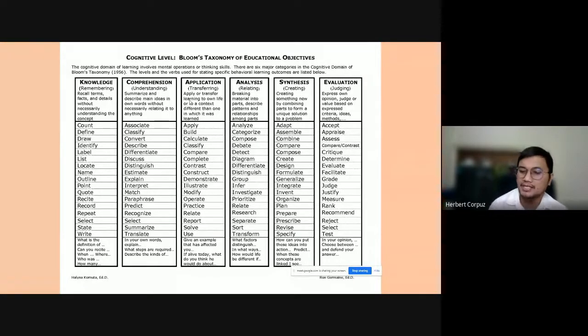Choose between and defend your answer. For example, there's a premise, and you have to choose whether you agree to that premise or not. A proposition, for example, you choose whether you agree to that proposition or not. Then you explain. You explain your disagreement, and you also explain your agreement to the proposition or to the premise. That is an example of evaluation. So these are the different levels under Bloom's taxonomy of educational objectives.